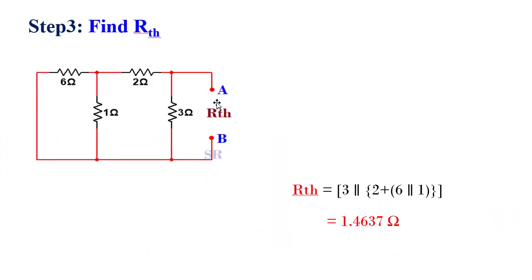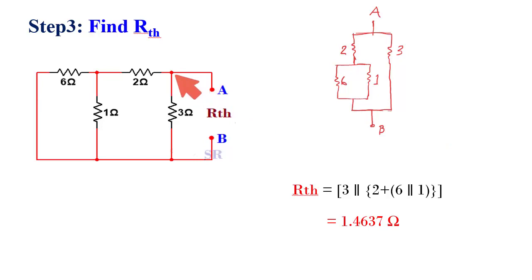See what will be the value of RTH. Similarly, we need to find which ones are in series and which ones are in parallel. We need to start from A. If we face any problem understanding, we may redraw the circuit as in this figure. From this point we got two paths, one is 2 ohm, another one is 3 ohm. After this 2 ohm, we got again two paths, one is 6 ohm, another one is 1 ohm. The 6 ohm and 1 ohm terminate at a point which again terminates at this point, which is the other terminal of this 3 ohm. So this is connected at a particular point, which is point B.